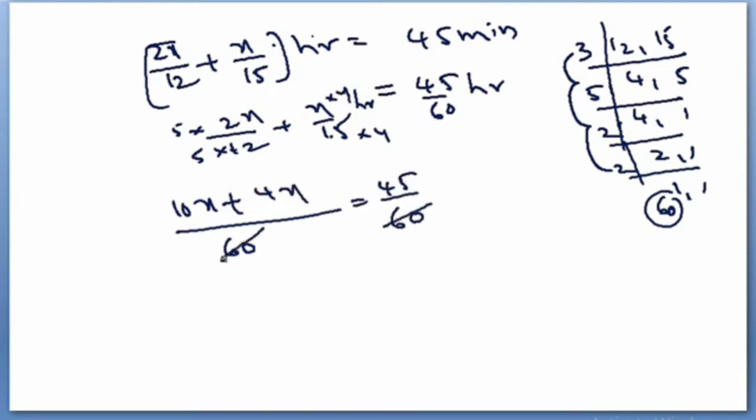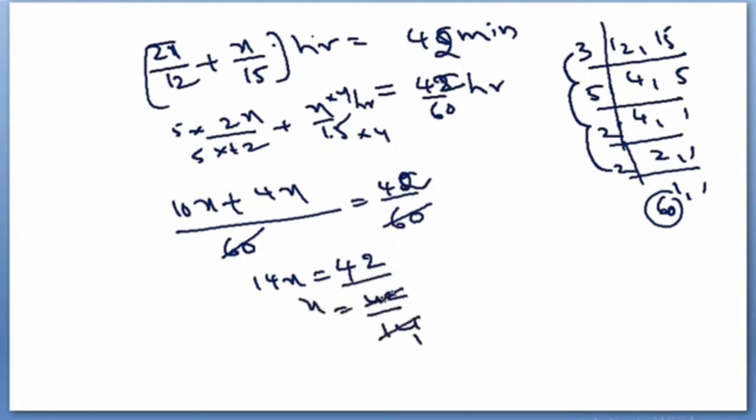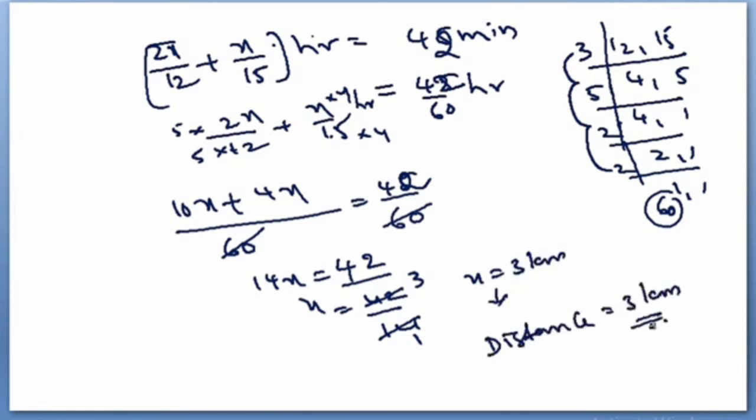Now cancel the 60, then you will get 10 plus 4, that is 14x, which is equal to 45, not 42, 45. Now you should take x is equal to 45 by 14. Then x is equal to 3 kilometers. So what is this x? That is the total distance. So total distance is equal to 3 kilometers.